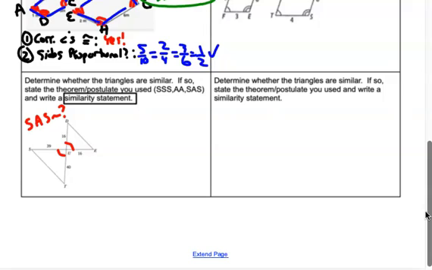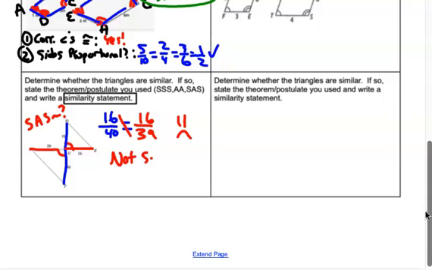Okay, so we're gonna have to see if the sides are proportional, if they have the same proportion. So we would need 16, which goes with the 40. We would need 16 over 40 to be equal to, this one is also 16, and then this is 39. This is not true, okay? This is not true, does not equal. So, since that's not true, these are not similar.